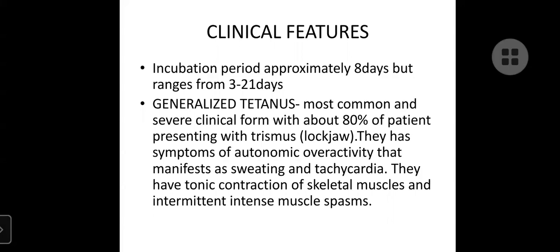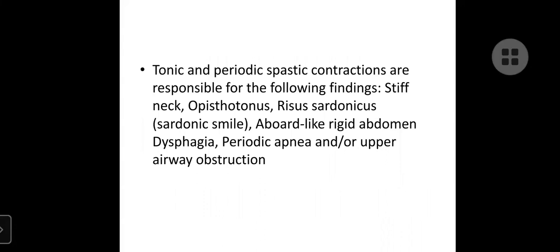Then they can present with autonomic overactivity that manifests as sweating, tachycardia, hypotension. They can also present with both tonic contraction of the skeletal muscles and intermittent muscle spasm. Now these spasms are quite painful because there is no loss of consciousness or impaired consciousness in people that present with tetanus. So the contractions and the spasms are intense and painful.